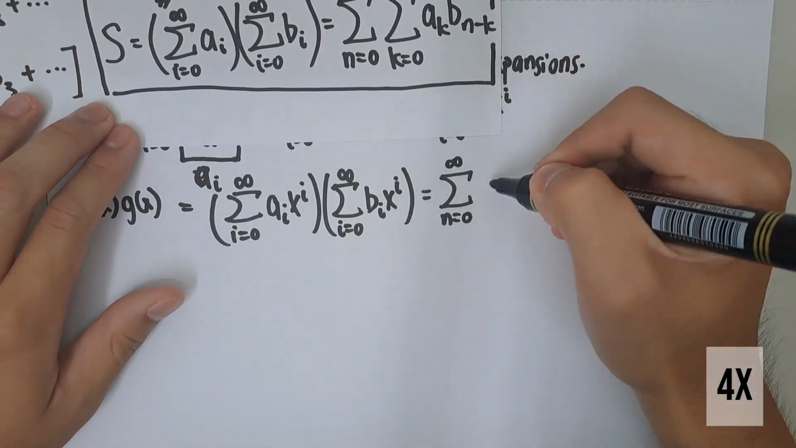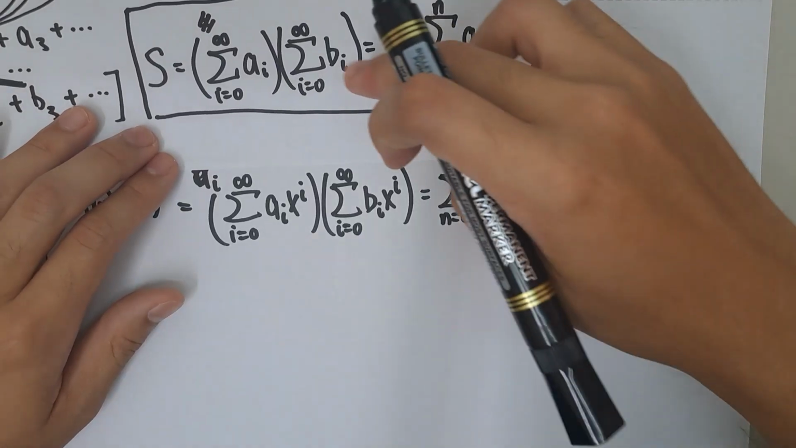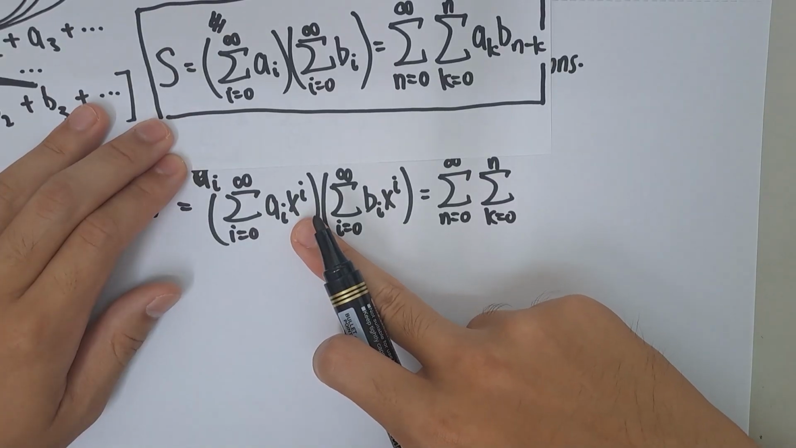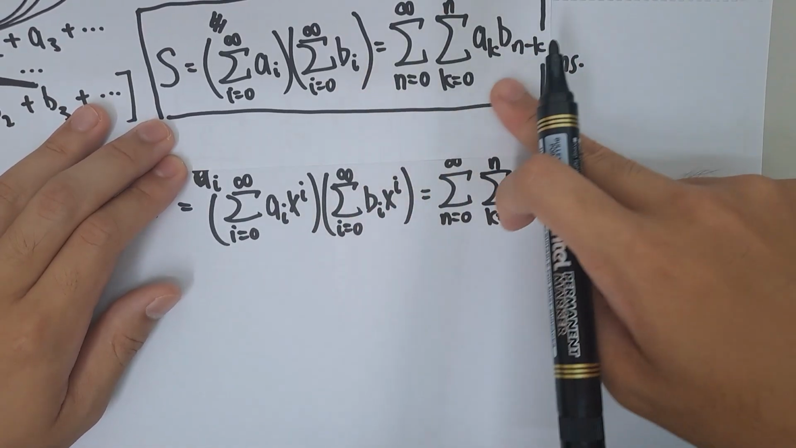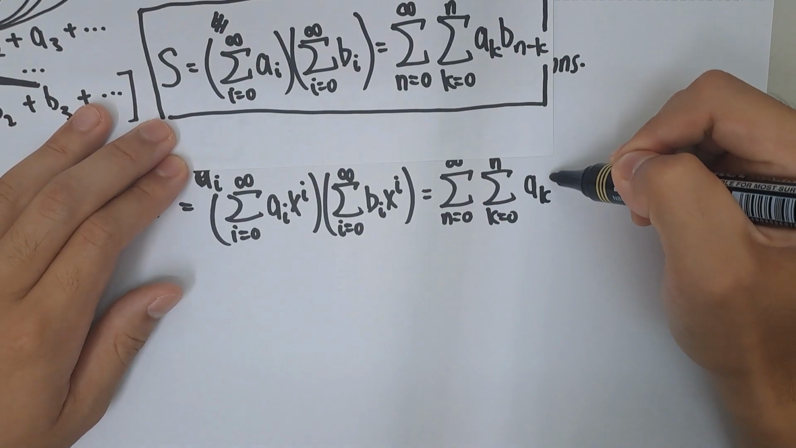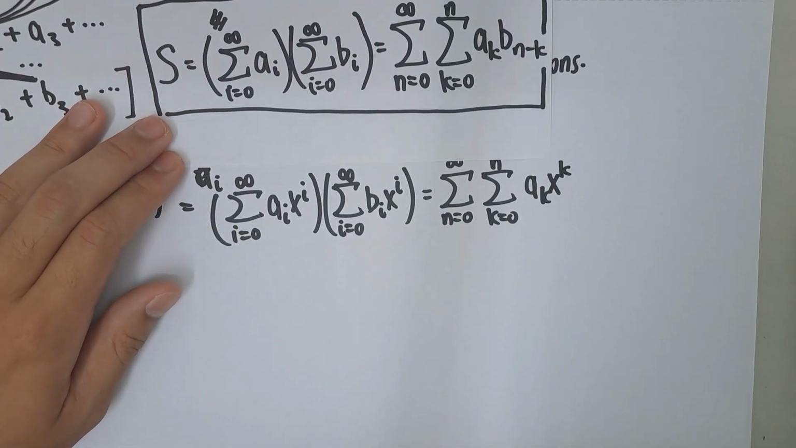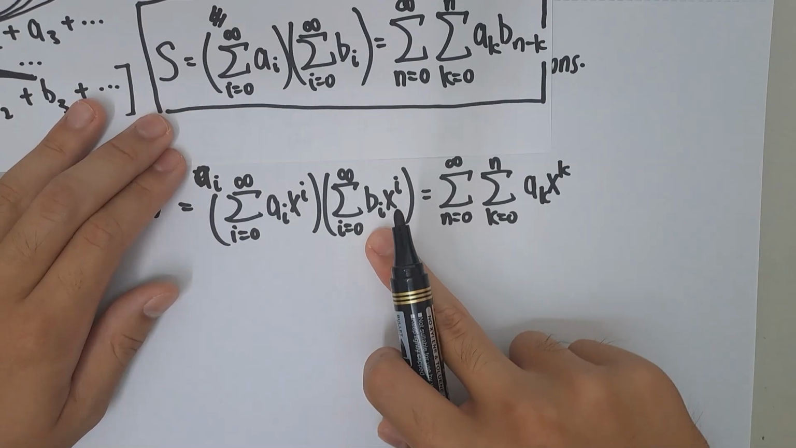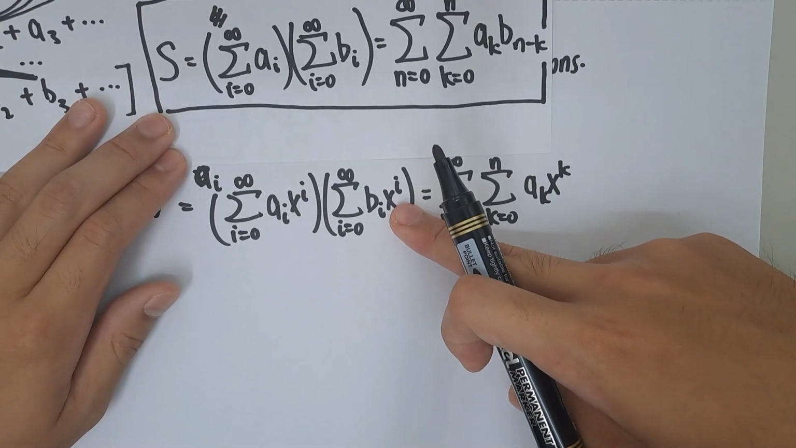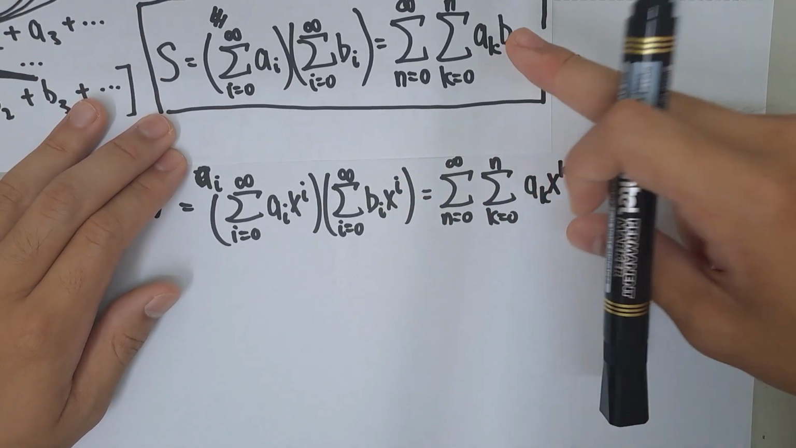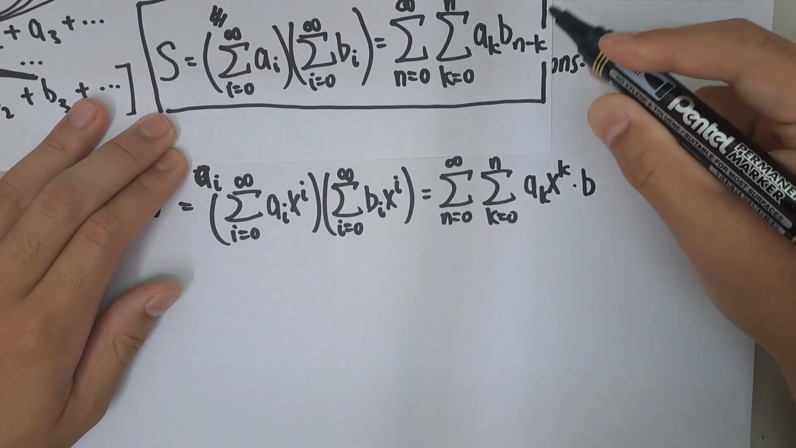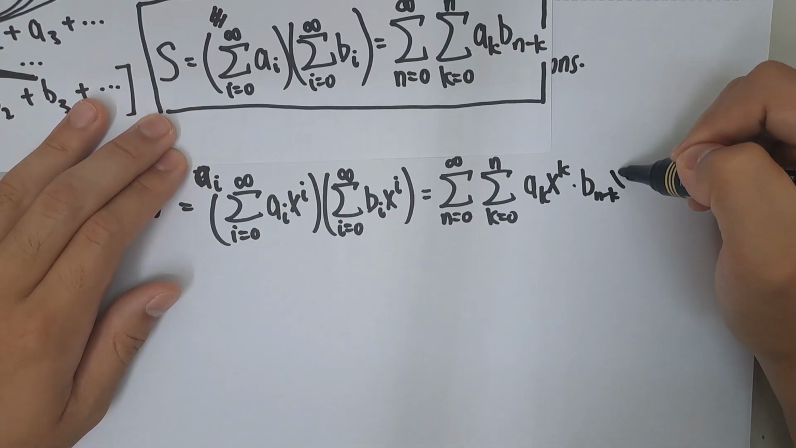So we have this sum as n equals 0 to infinity of the sum as k equals 0 to n of. Here we're going to replace a sub I with a sub I times x to the I. So in this language, we're going to have a sub k times x to the k. And for this, we're going to replace b sub I with b sub I times x to the I. And what we end up with is times b sub n minus k times x to the n minus k.